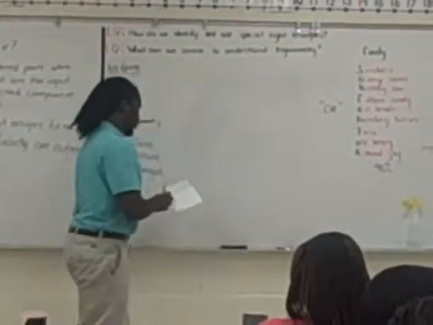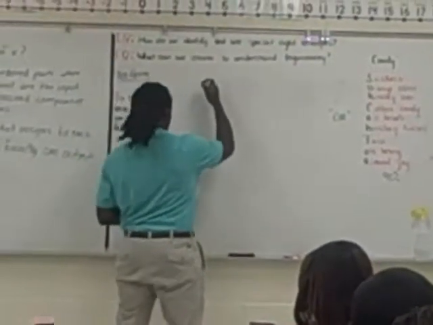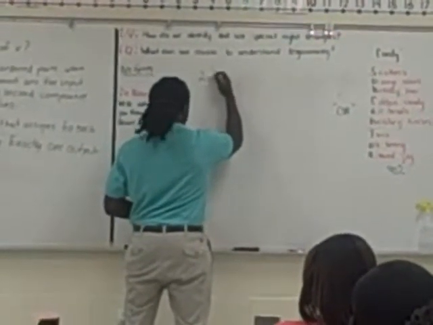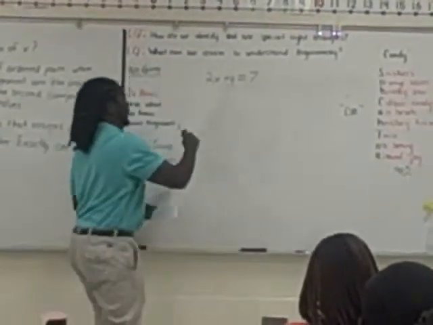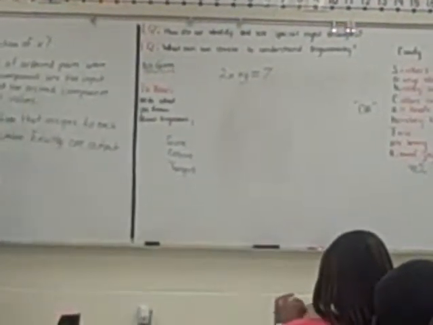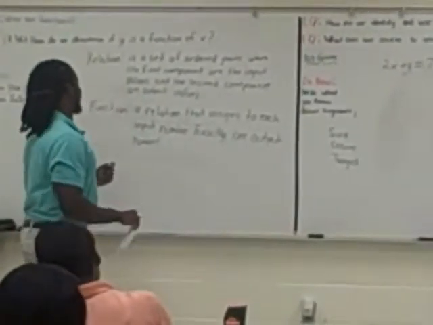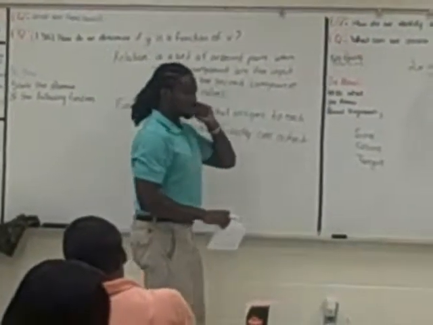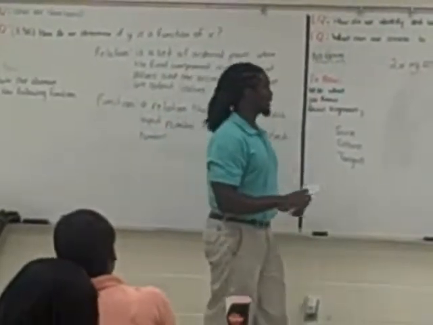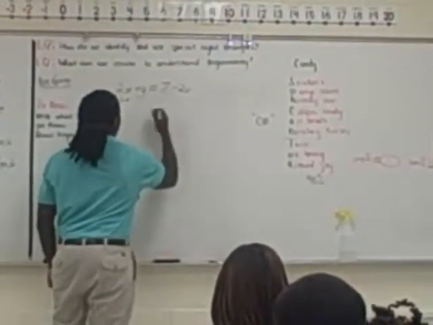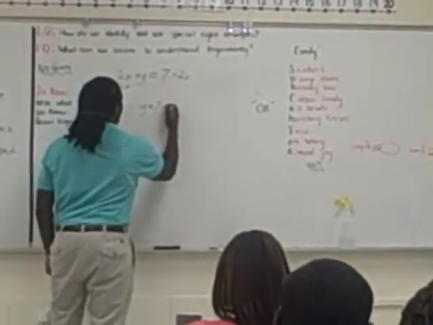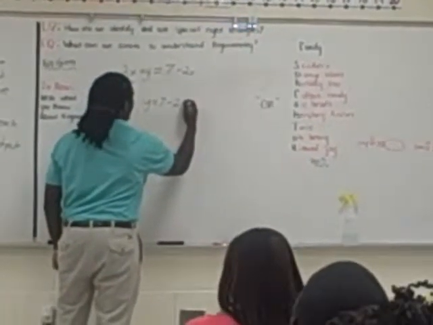What if I didn't give you ordered pairs? What if I gave you the equation 2x plus y equals 7? Don't say uh-oh, it's simple. And I wanted to ask if y is a function of x. What would I do first? Get y by itself. I'd solve for y. So how would I do that? Subtract 2x from each side. So I get y equals 7 minus 2x, right?